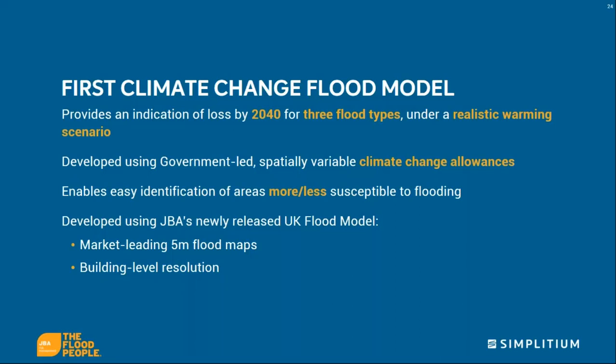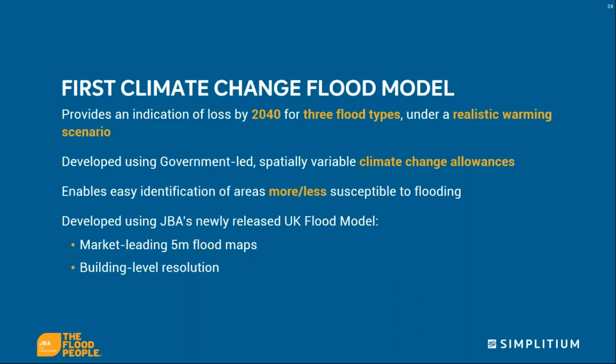So let's talk a little bit more about this model then. Well, it's the first climate change flood model on the market for the UK. It provides an indication of loss by 2040 for 3 different flood types: river, surface water, and coastal, under a realistic warming scenario. It's been developed using government-led spatially variable climate change allowances, which I will discuss in more detail in a few minutes, which should enable easy identification of areas more or less susceptible to flooding, as I mentioned previously.